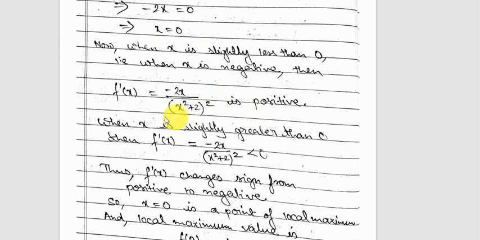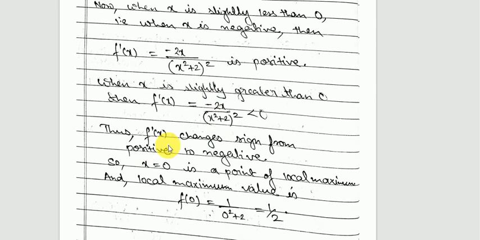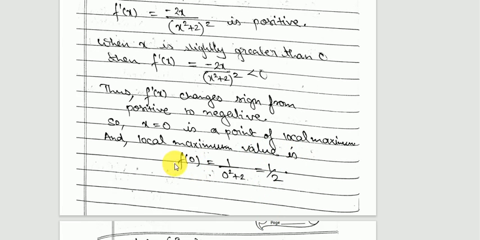So what happens here? The sign of the derivative is changing from positive to negative as we are increasing the value of x through 0. So in this case, the point x equal to 0 is a point of maximum. Thus, if the derivative changes sign from positive to negative, x equal to 0 is a point of local maximum. If you want to know the maximum value, you know the maximum value is coming at x equal to 0, so in that function replace x by 0, and you get that maximum value.